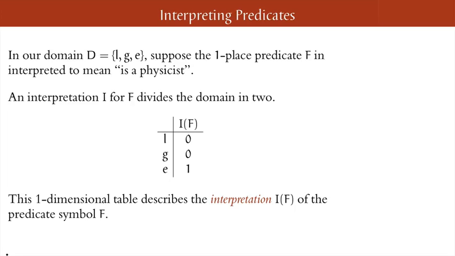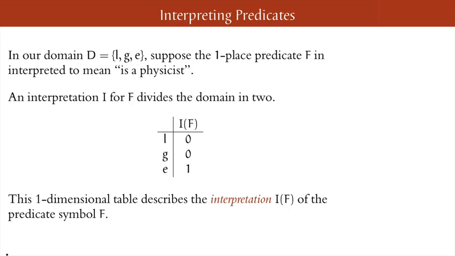So, staying with our domain consisting of Lovelace, Gödel and Einstein, let F be a one-place predicate symbol, interpreted as meaning "is a physicist." In this case, I of F would assign 1 to Einstein and 0 to both Lovelace and Gödel, since they were mathematicians. So I of F divides the domain into two camps. One with all the objects assigned 1 because they do have the property denoted by F, and the other with all the objects assigned 0 because they do not have the property denoted by F.